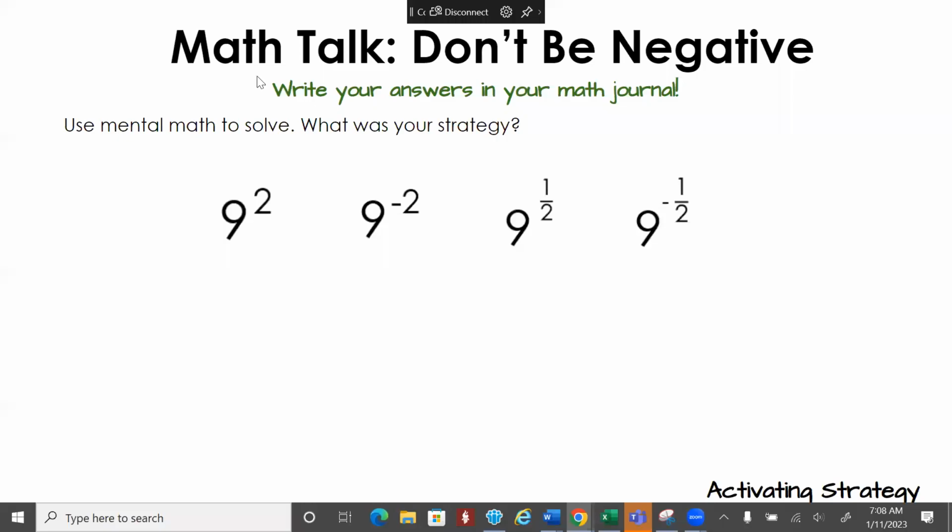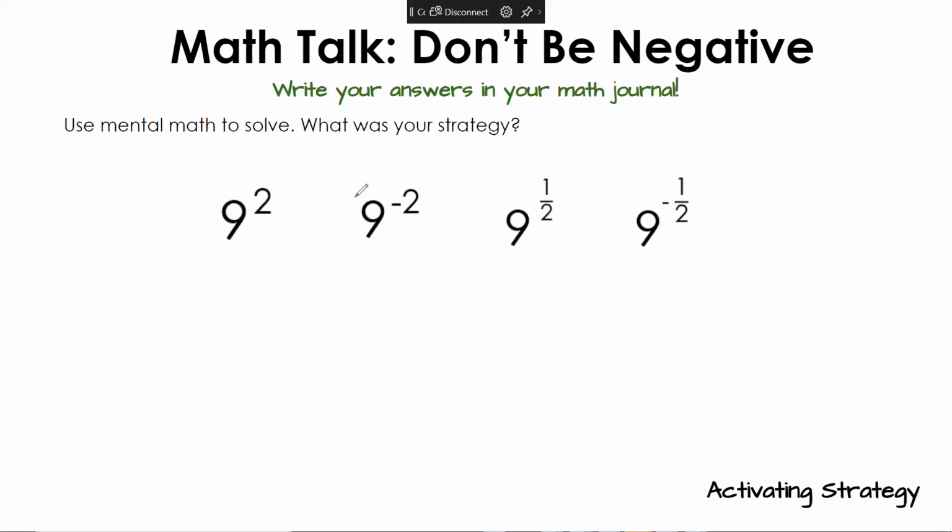Okay, so on this first one, we're going to use mental math to solve. So, what is our strategy? So what's 9 squared? 81. Good. What's 9 to the negative second power? What do we do with negative exponents? We flip it. Okay, and then now what's 9 squared? So we're going to have 1 over 81.